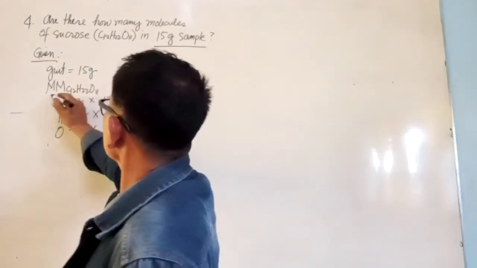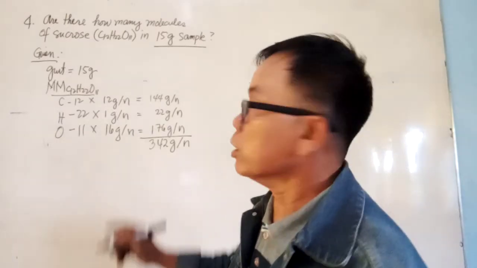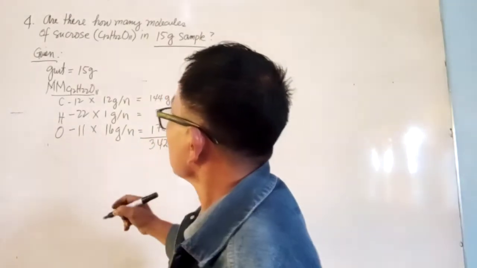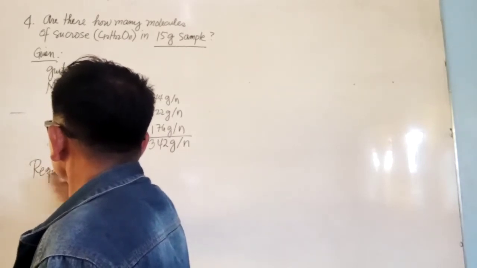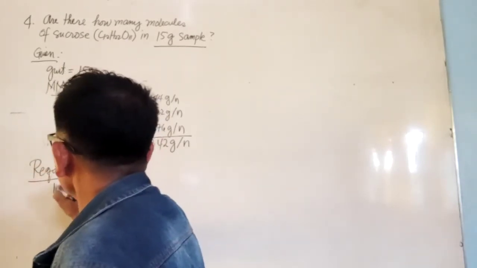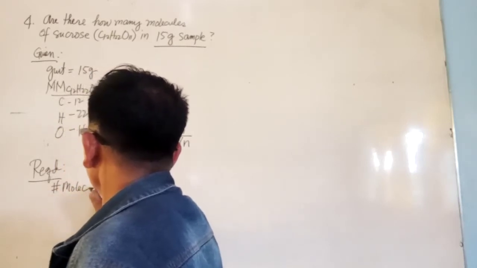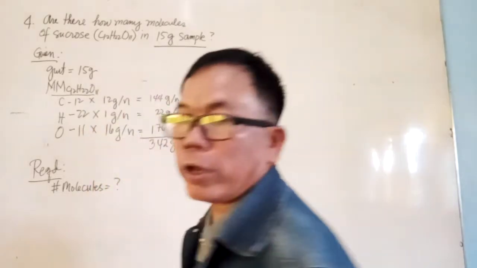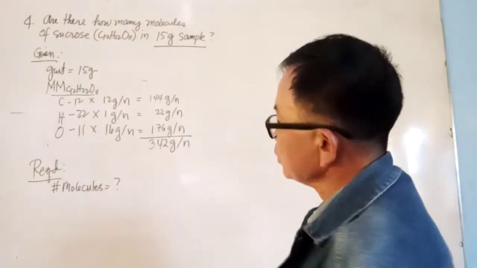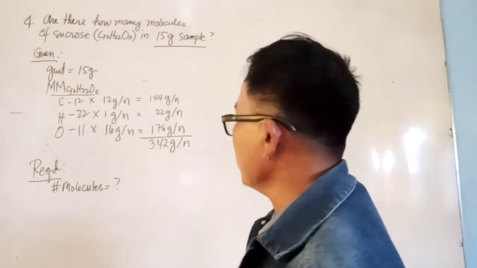The molar mass of sucrose. Now that is included in the given since it reflects on the problem. So what is required here? Required here is the number of molecules of sucrose. Number of molecules? Okay, that's it. Now, since the particle is being asked, now we can use another formula here.